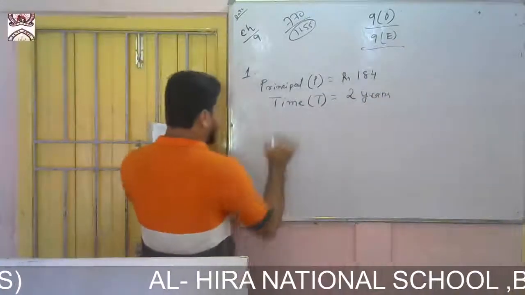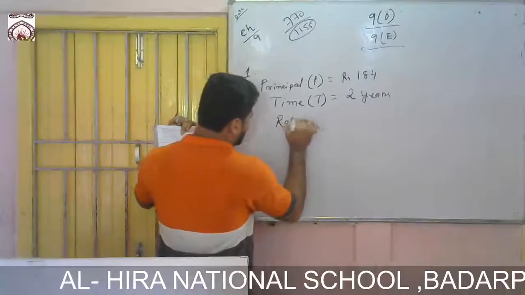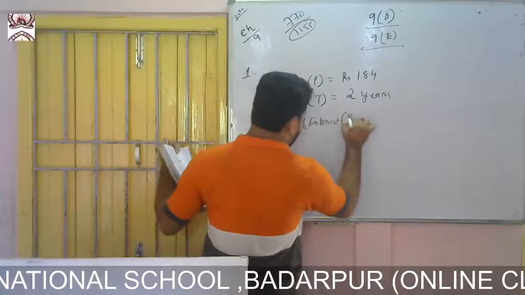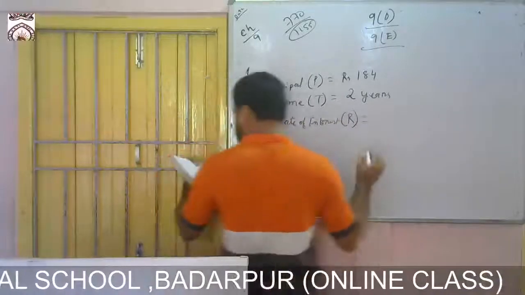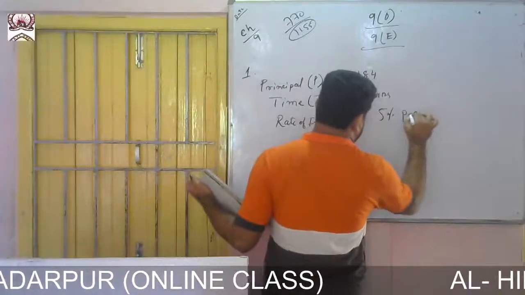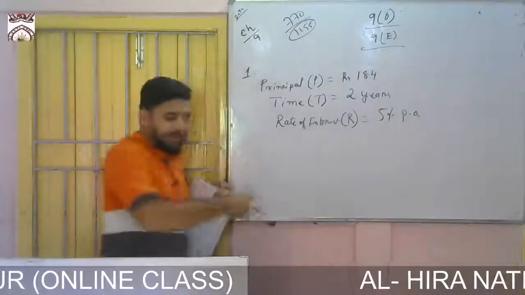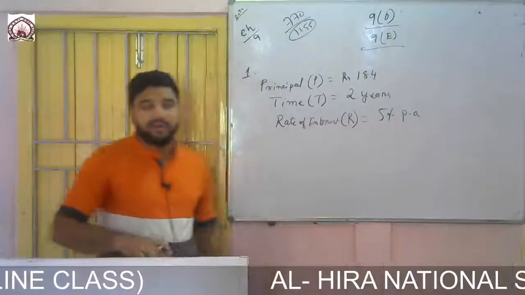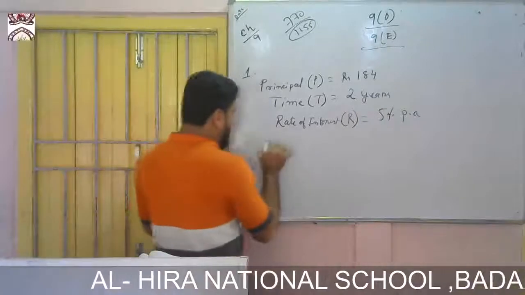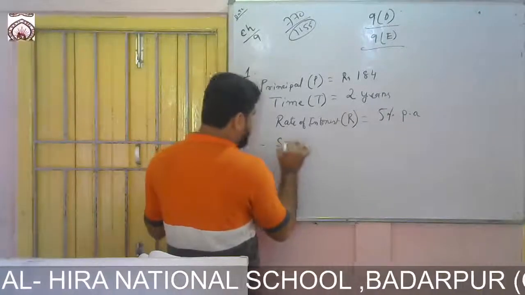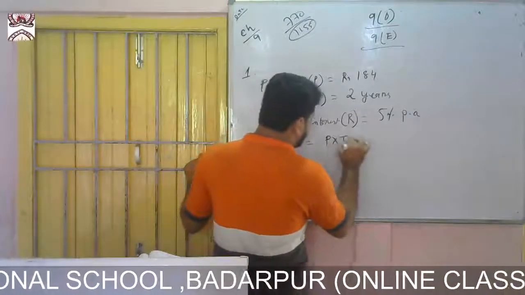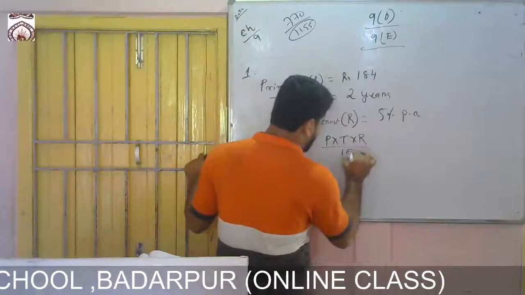2 years. And rate of interest, I can write R only. R is 5% p.a. That means per annum. Okay, so we need to find the simple interest and the amount. We know simple interest, I am using the short form SI, equals P into T into R by 100.